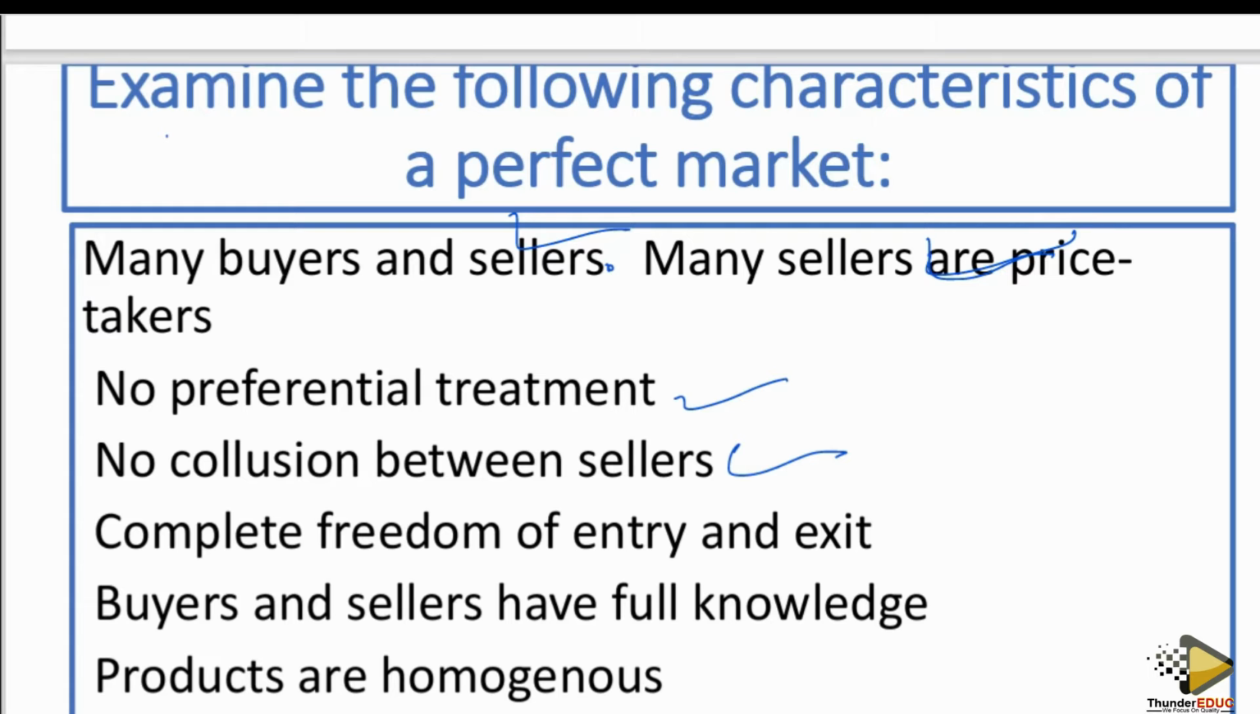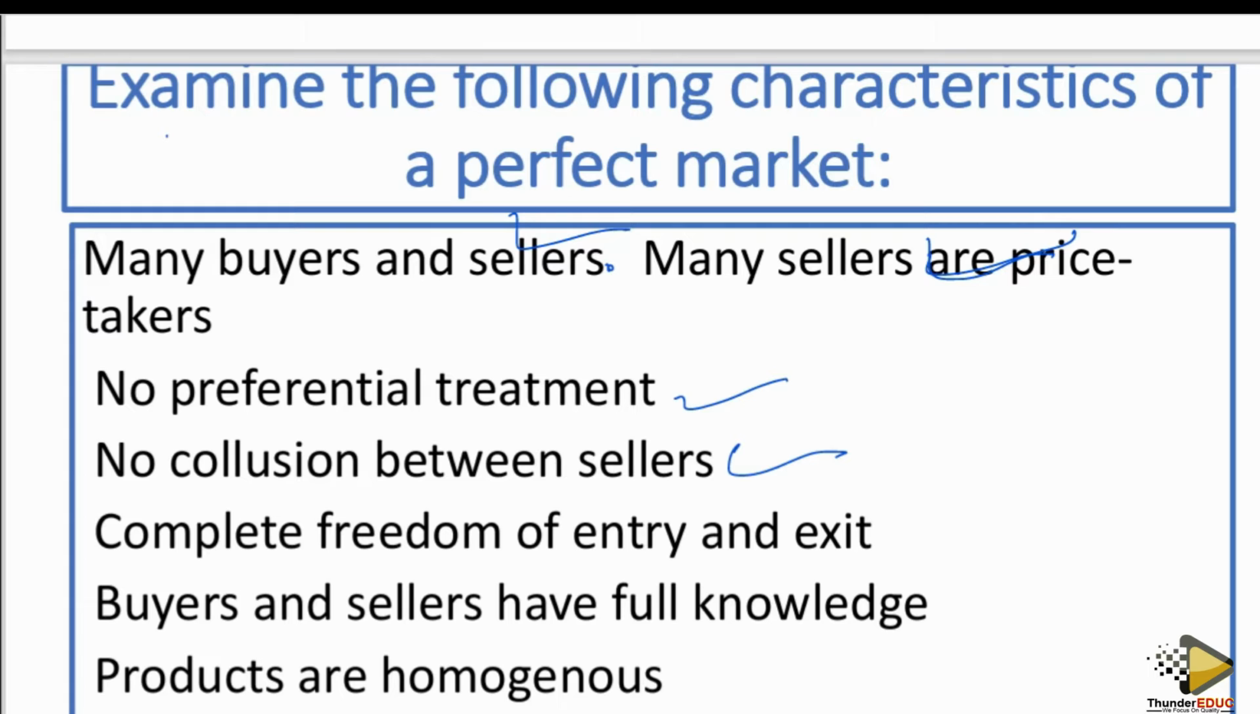Now we also have another characteristic that says no collusion between sellers. What does it mean? It means that businesses are not allowed to join any venture. They shouldn't amalgamate, they shouldn't join any alliance, they shouldn't even merge. Why is that the case? Because according to the Competition Act in South Africa, it says no to businesses joining ventures, merging, amalgamating, or forming any particular type of alliance.